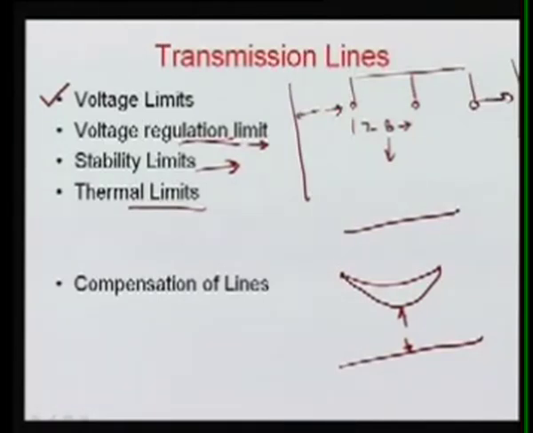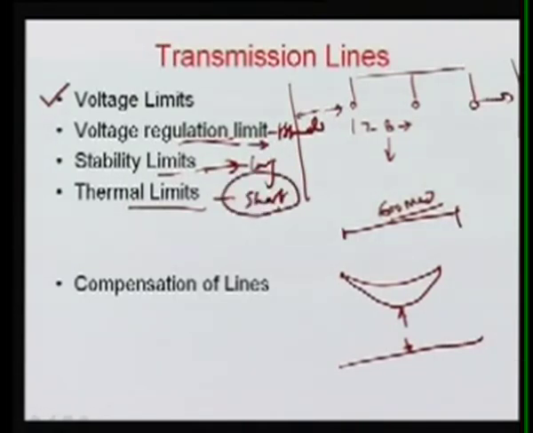If the surge impedance loading of this line is, let us suppose, 600 megawatt, this line can be loaded up to even 800 megawatt, going up to the thermal limit. But if the transmission line is very long, then we cannot load more than its stability limit, which is much lesser than the thermal limit. So, this will be your governing criterion for the long line, this for your medium line, and this for your short line.